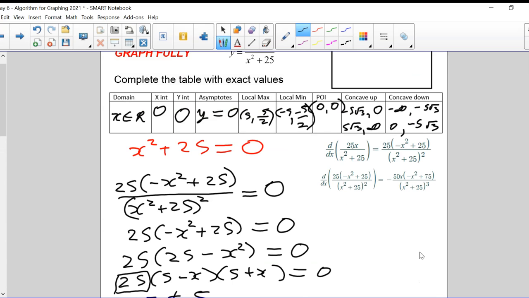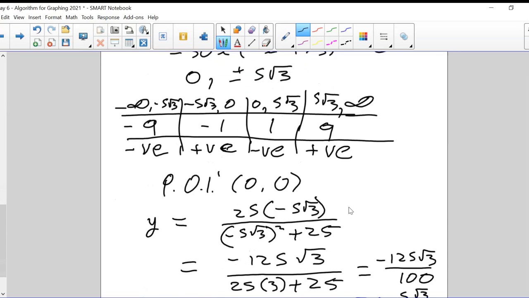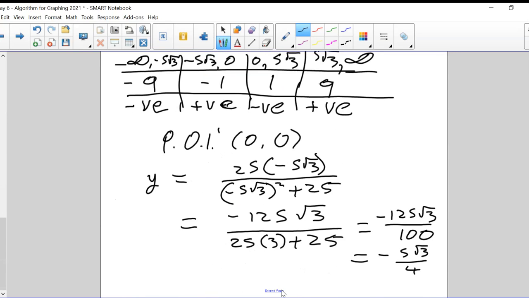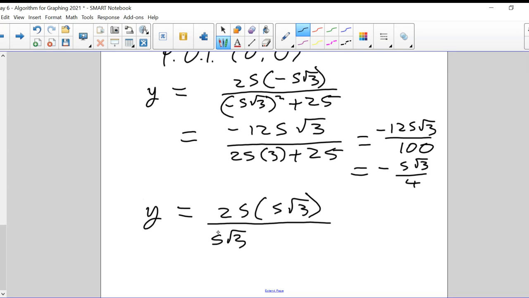Okay, let me put the POIs over here. All right, I'll just list them down here. I really planned this out very badly in terms of space. Let's get the other POI first, and then we put them both in. So that's the first one. The second one is going to be 25 times positive 5 root 3 over positive 5 root 3 squared plus 25.